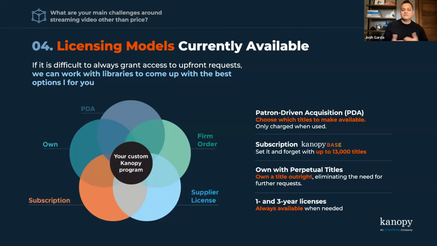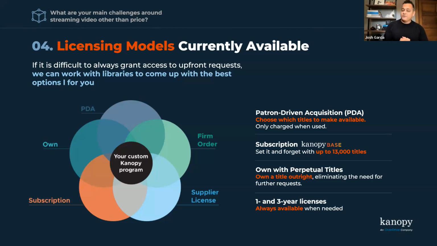The first of which is patron-driven acquisition, also known as demand-driven acquisition. This is great because you open up a catalog and then people just start watching it, and you only get charged for titles after a certain number of uses. So you do choose which titles to be made available. You can open up the entire catalog for Kanopy, or you can open up a portion, and then you can start limiting the amount of access based on your comfort level.